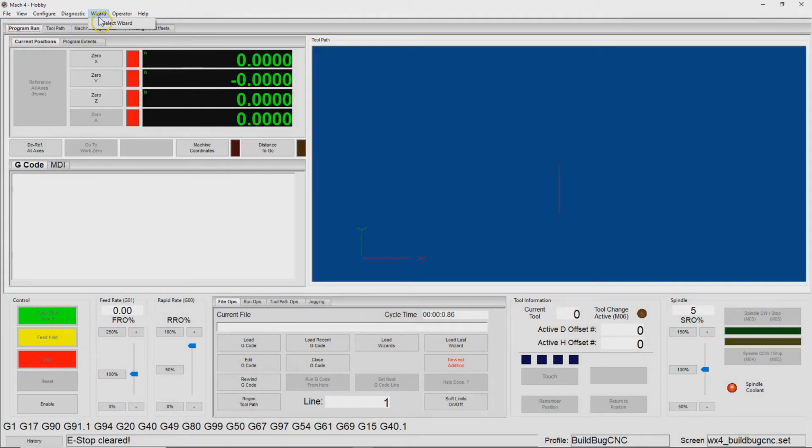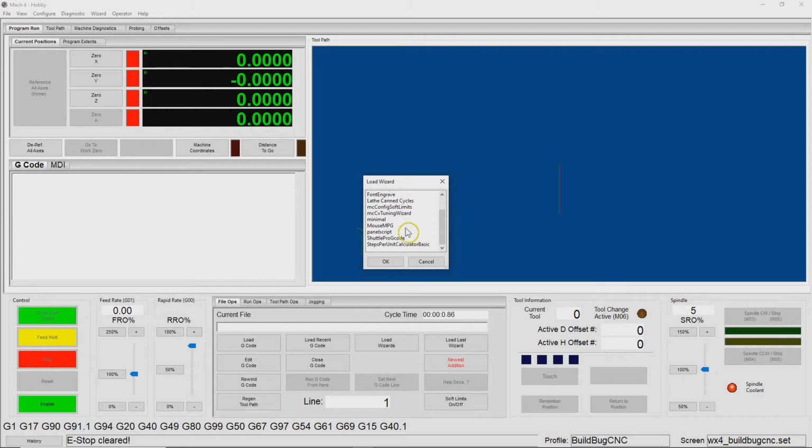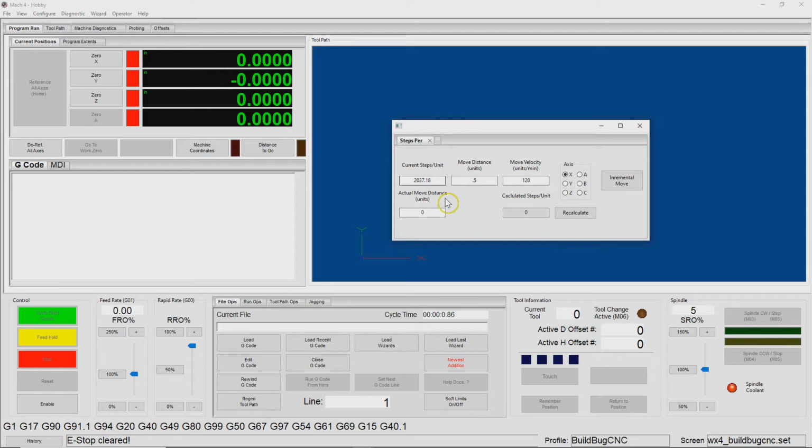Go to this wizard, select wizard, scroll down, steps per unit calculator basic, and it brings up this window. The current steps per unit we enter is 2037.18, the distance we requested it to move, which was 1/2 inch, and the velocity, which was 120. Then based on our calculations from our 3 runs, I'm just going to say this is what it actually moved. We're in the x-axis. So recalculate. Now it gives us this number. So now we take this, close this out.